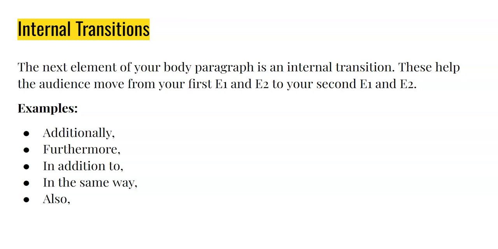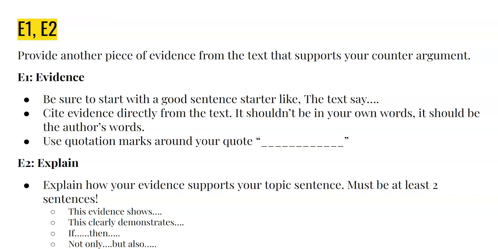After that first E1 and E2, you are going to include an internal transition. Remember, this helps our audience move from our first E1 and E2 to our second E1 and E2, and it could be something like additionally, furthermore, or also. And then you're going to jump right back in with another piece of evidence that supports your counter argument. Remember, the evidence should be cited directly from the text, and it should support your counter argument. We want to make sure that we include quotation marks around that evidence and that we have a good sentence starter like the text says.